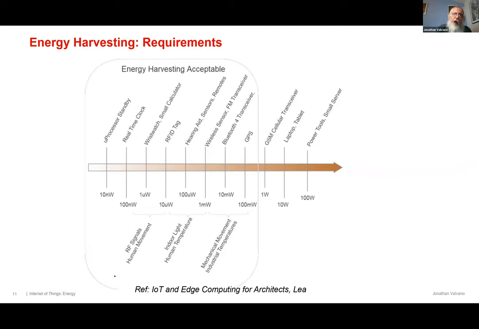what are some of the power requirements? Now, this is in watts to do certain things. The RFID tag is on the order of microwatts, hearing aids are on the order of 100 microwatts, some of the low power wireless devices are on the order of milliwatts, Bluetooth, GPS, cellular, laptops, desktops, power tools, more watts. So on one axis here are the different applications that require different amounts of power. So before you start harvesting power, the point here is to figure out how much you need, even if the numbers are all wrong.